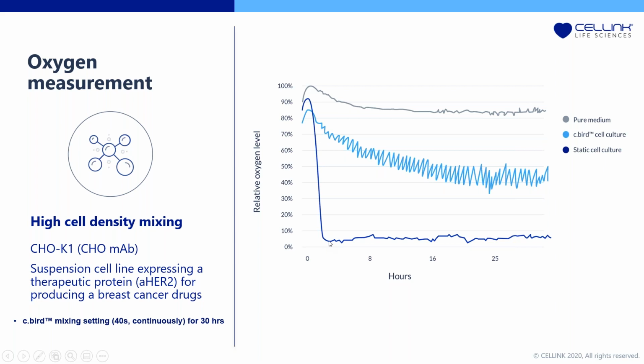The sensor is integrated at the bottom of the 96 well plate, so it indicates the oxygen level at the bottom of the well. And the SIBR cell culture, even with not the most aggressive mixing setting, can still remain at a relatively higher oxygen level. This is important in preventing hypoxia in cells, which may be important for some researchers as well.